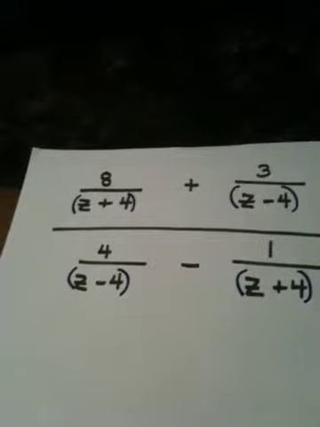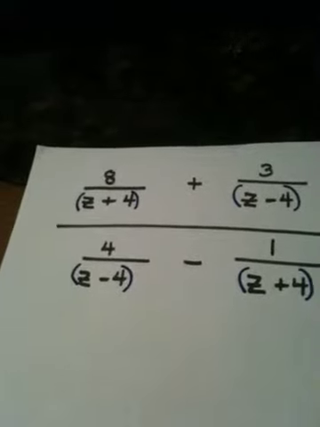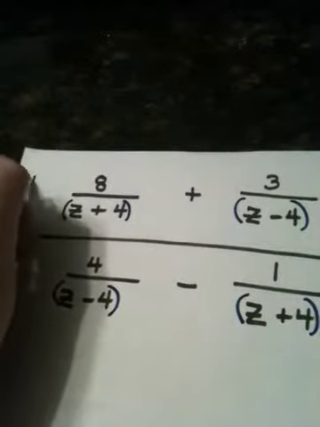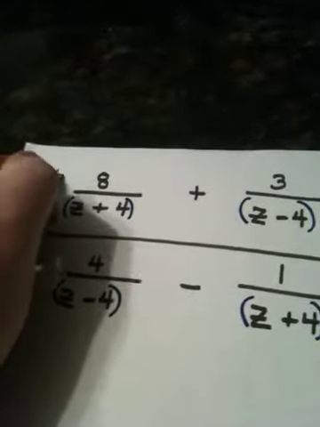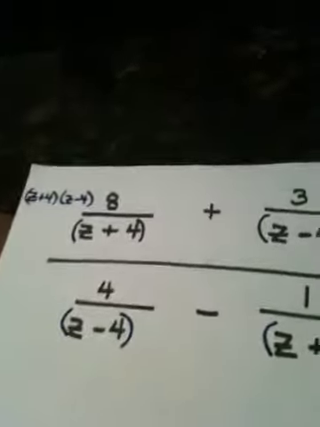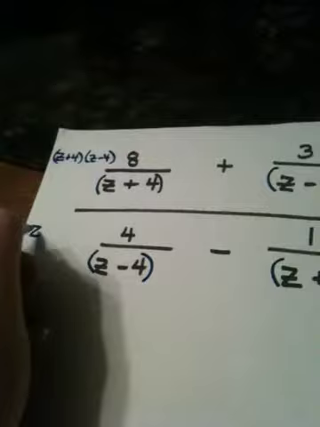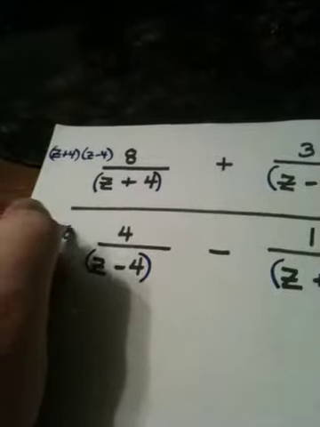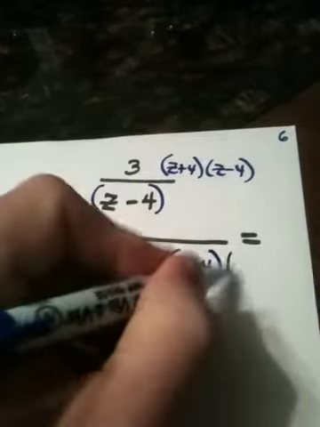Well, the LCD here would have to have one z plus 4 in it and one z minus 4 in it. So, z plus 4, z minus 4, z plus 4, z minus 4. In other words, we're multiplying through 4 times by this LCD. Bam, bam, bam, and bam. Okay? So we found the LCD and we multiplied through once, twice, 3 times, 4 times.